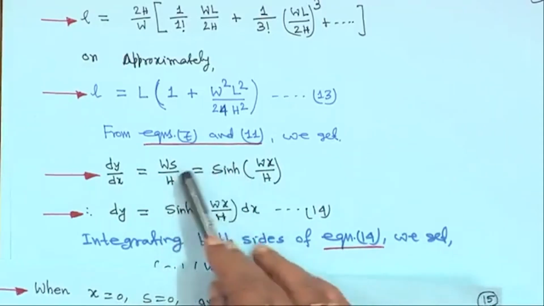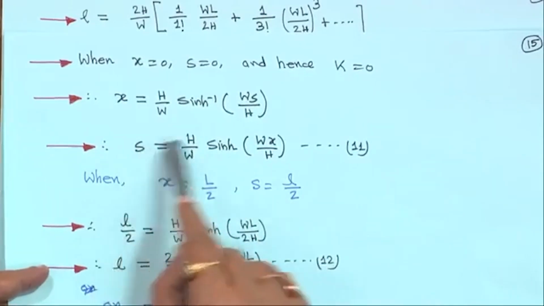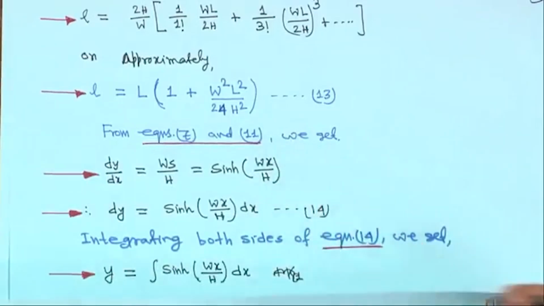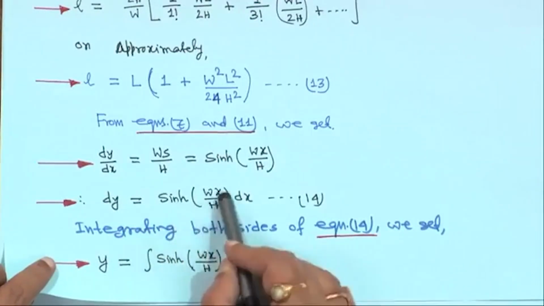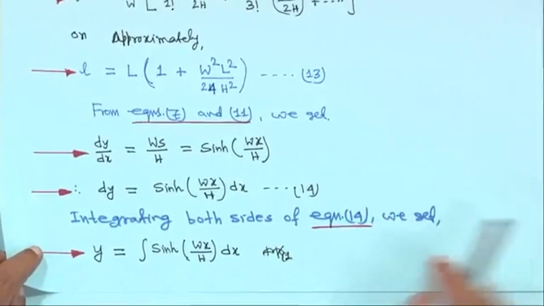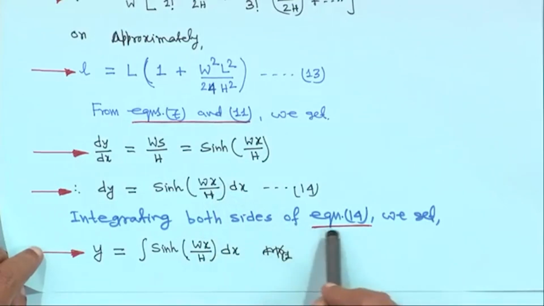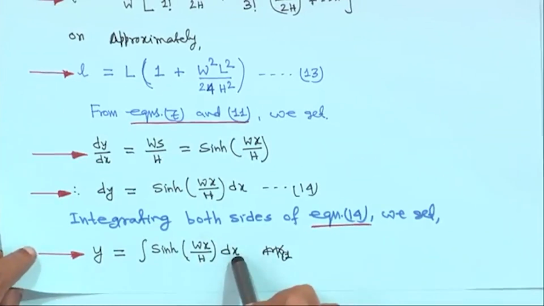This ws/h is actually coming from equation 11 by cross multiplication: ws/h is equal to sinh(wx/h). Therefore, dy is equal to sinh(wx/h) dx, this is equation 14. So, integrating both sides of equation 14, y is equal to the integration of sinh(wx/h) dx.